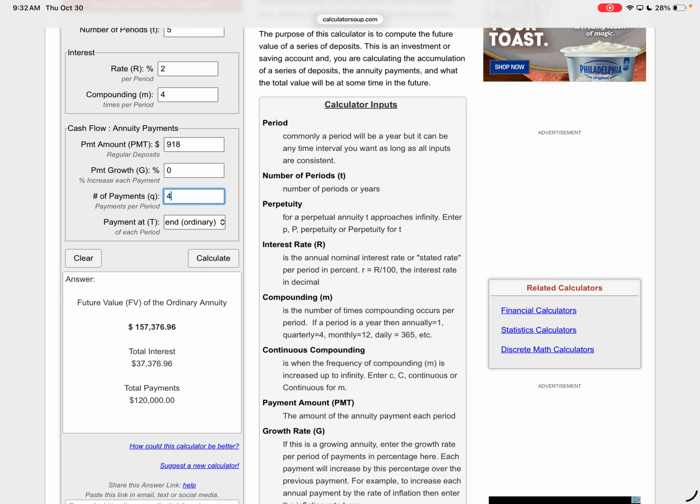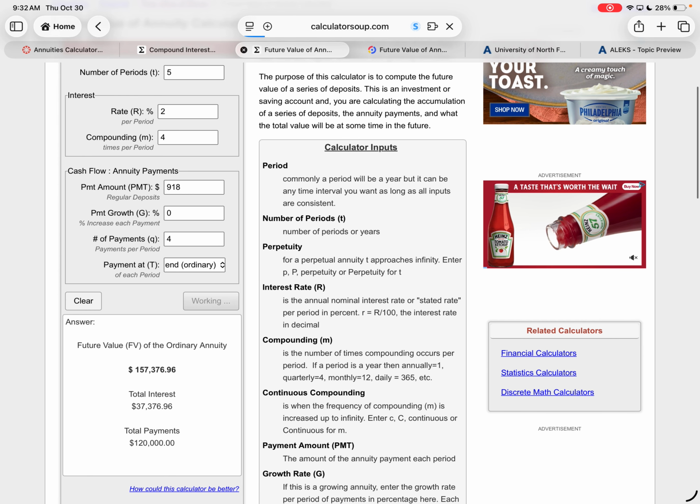I believe on ALEKS, it matches all the time. How many times you compound is how many times you do the payments. It's not always true in real life. Sometimes it compounds annually and you make monthly payments. That's the way it works a lot of the time. So when you look at this, that is the hard part.